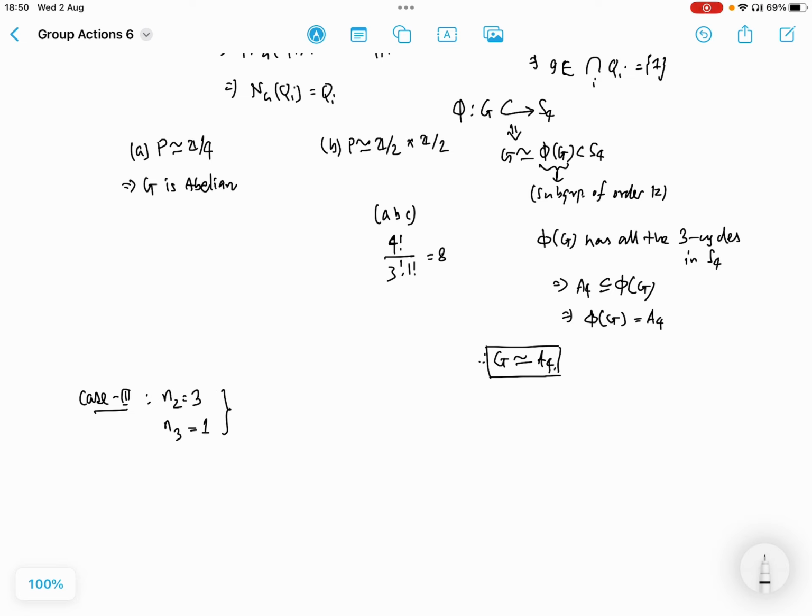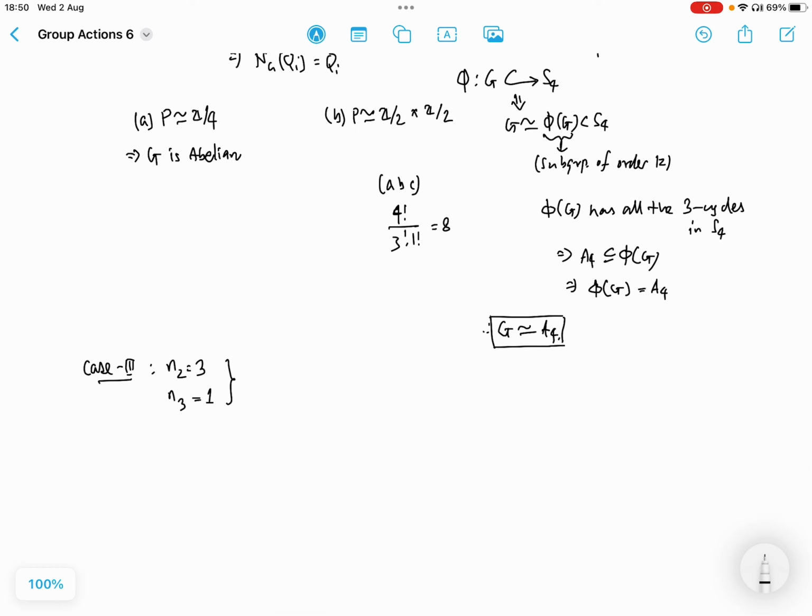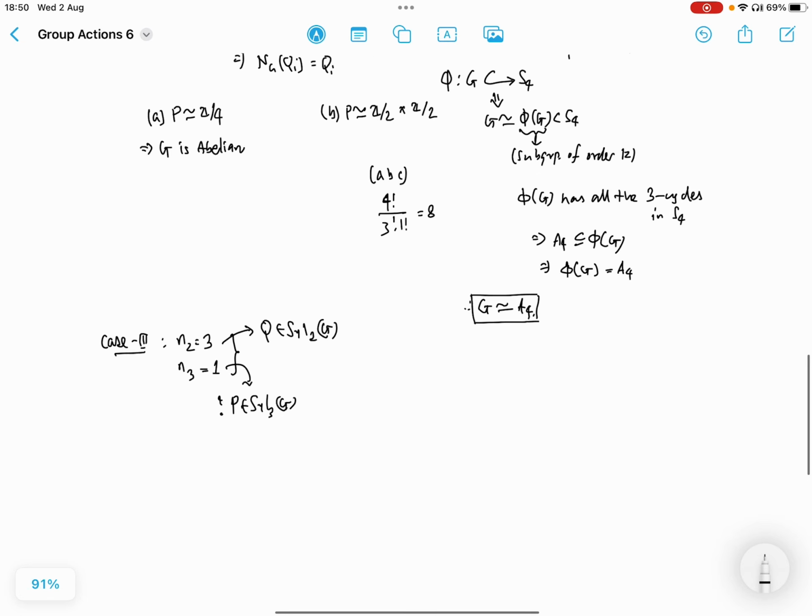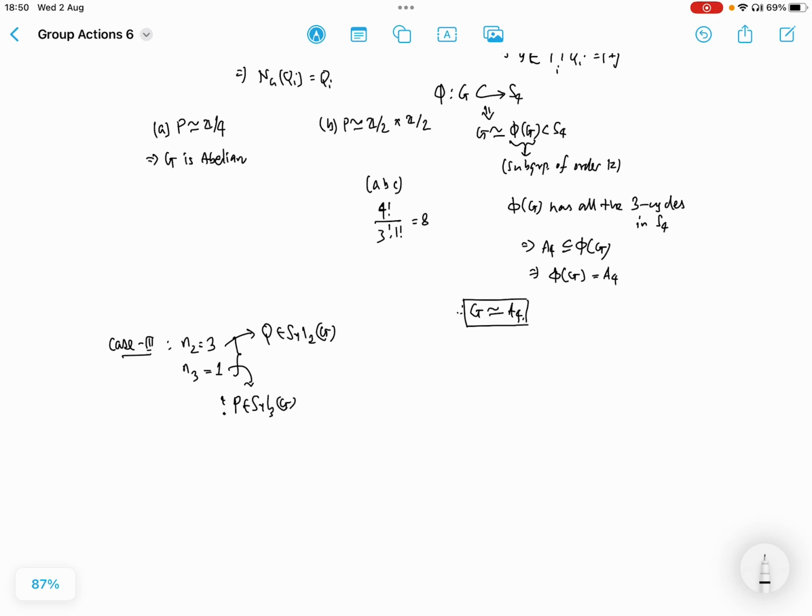Okay, so let's do it. And how will you do it? So look, again, suppose P is that unique Sylow 3 subgroup, and let's just take any other Sylow 2 subgroup. So P was the unique Sylow 3, and we pick any, say, Q. Okay. So then clearly P is normal inside G, that is obvious.